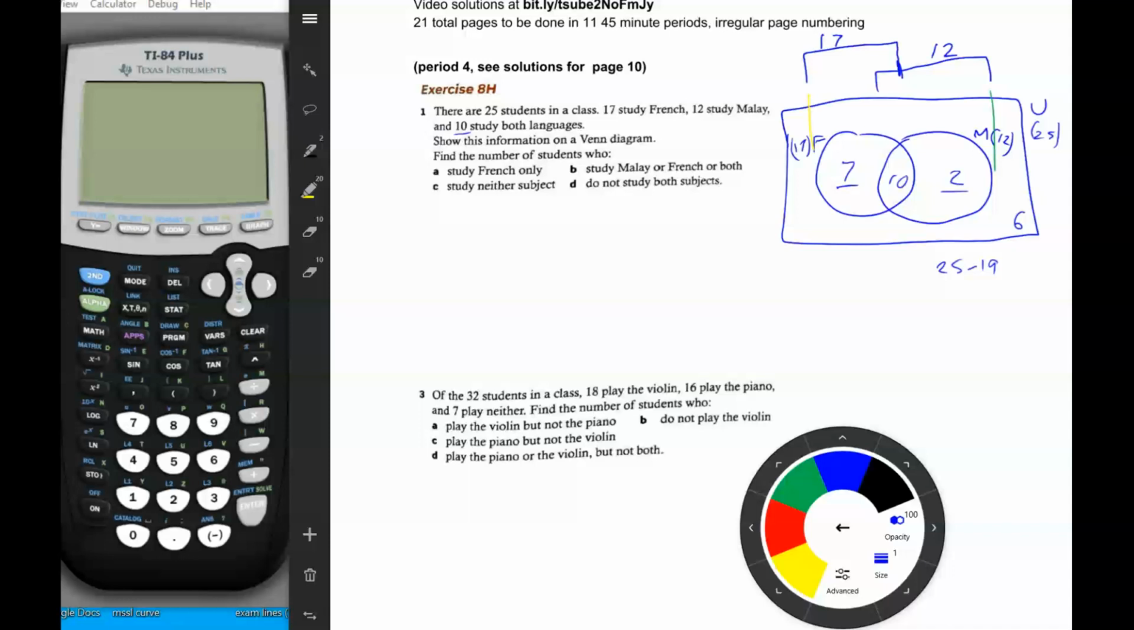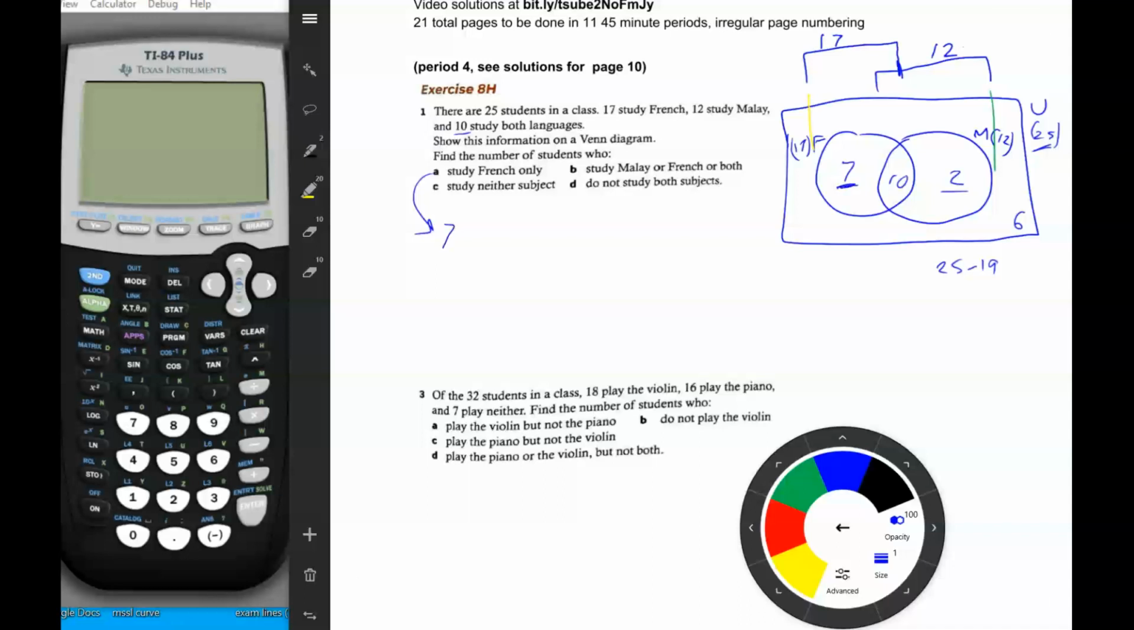So now I'm going to check my work. I'm going to add 7 plus 10 plus 2, that's 19, plus 6, that's 25. So that gives me the total of 25. All right, now I'm ready to answer their questions. Find the number of students who study French only. That would be 7, because 17 study French and sometimes study Malay, but the students that only study French and not Malay, there's 7, right?